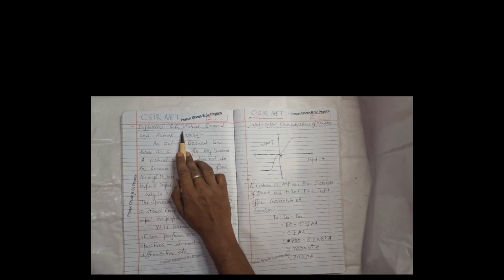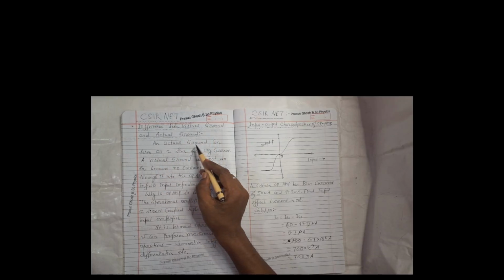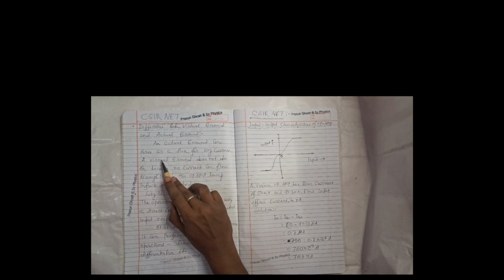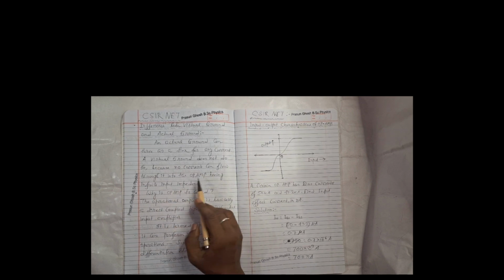Next, the difference between virtual ground and actual ground. An actual ground can serve as a sink of any current. A virtual ground does not do so because no current can flow through it into the op-amp, which has infinite input impedance, that is resistance. We have to first remember why an op-amp is called so. An op-amp is basically a direct coupled high gain differential input amplifier. It is termed operational because it can perform mathematical operations, that is summation, integration, differentiation, etc.